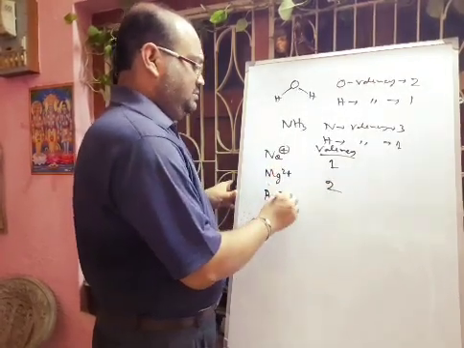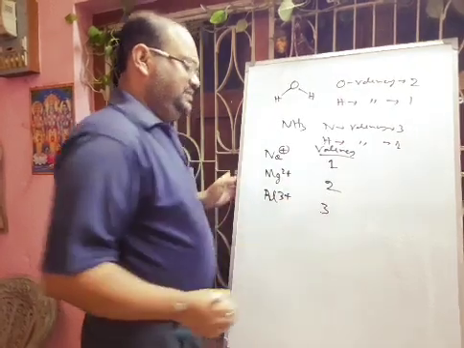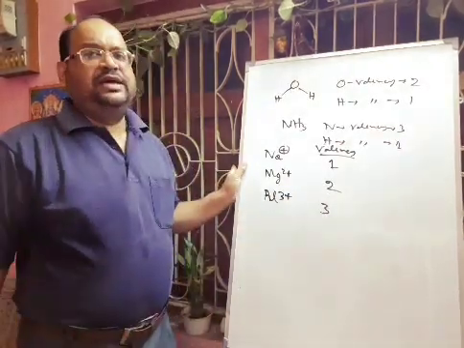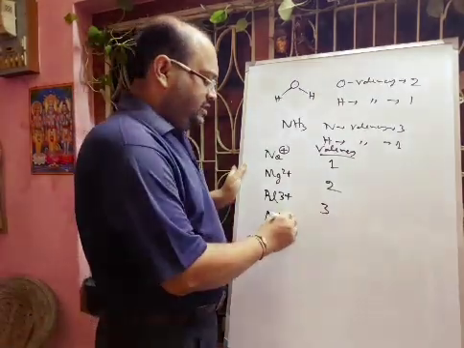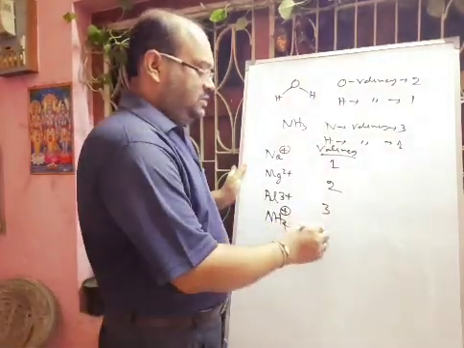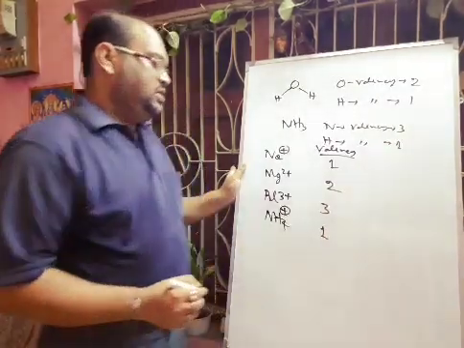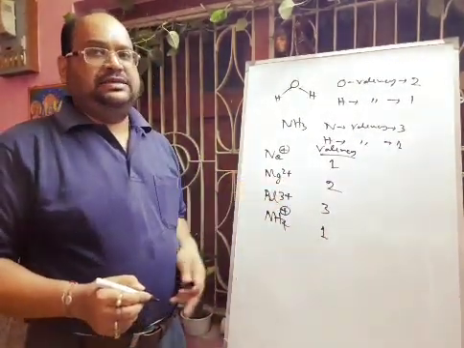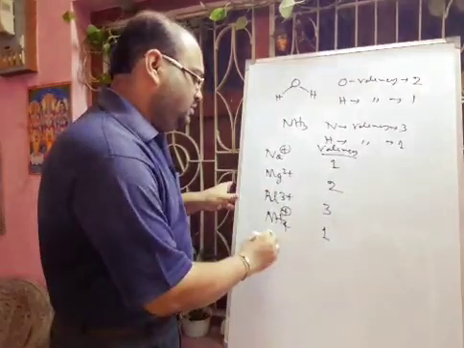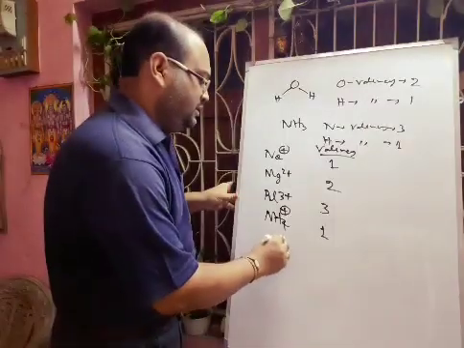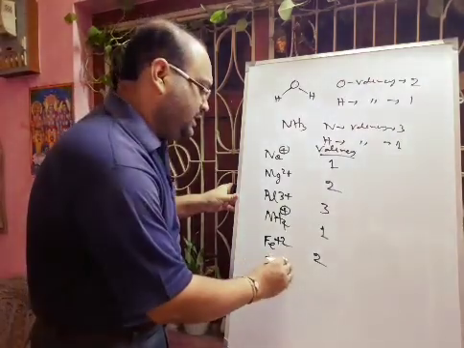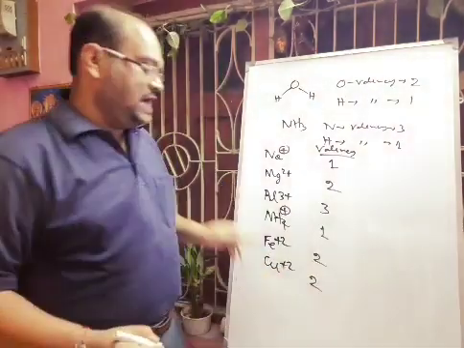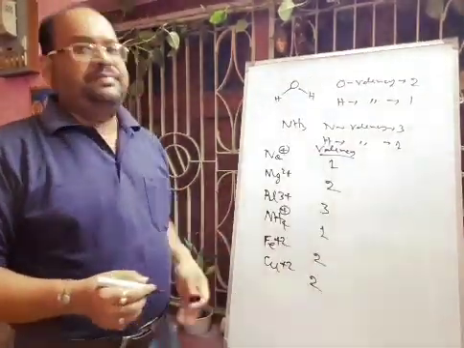Aluminium 3 plus, its valency will be 3. In this way, you have to remember, like ammonium plus is a non-metal basic radical, so its valency will be 1. Here charge is the valency. Like iron, when it is in plus 2 state, then its valency will be 2. Copper, when it is plus 2 state, its valency will be 2. So charge is the valency. So these are the basic radicals.